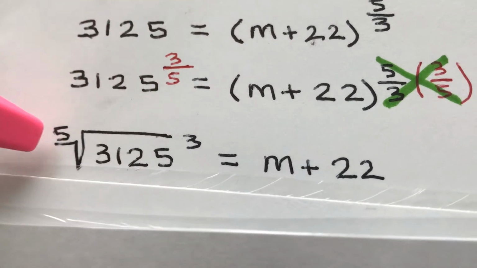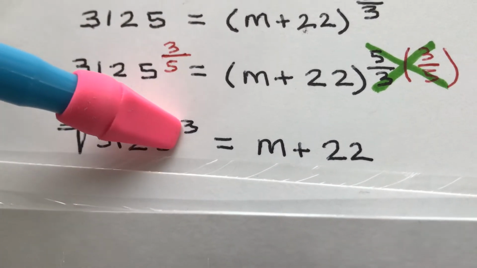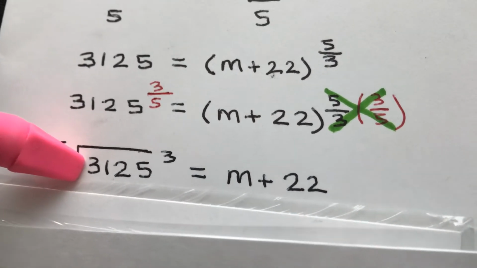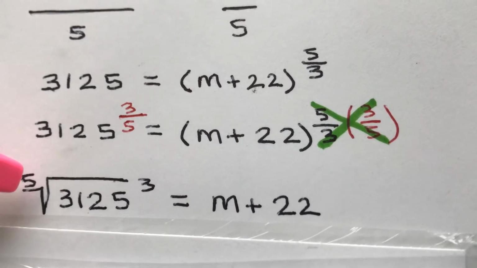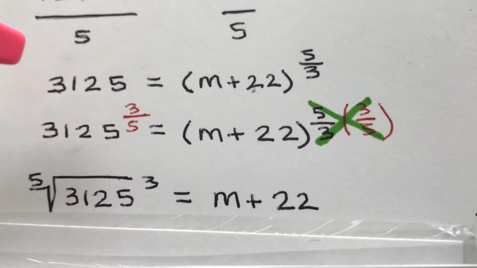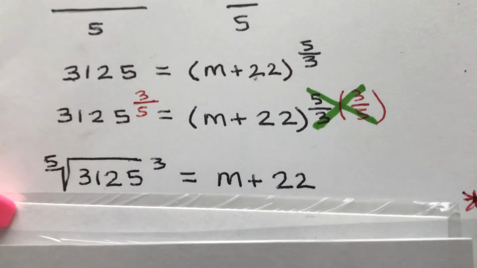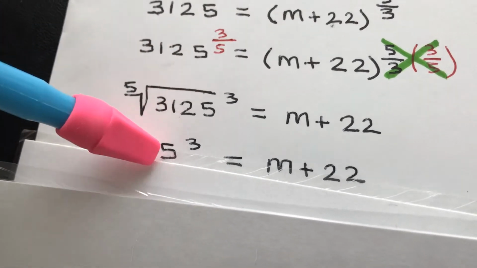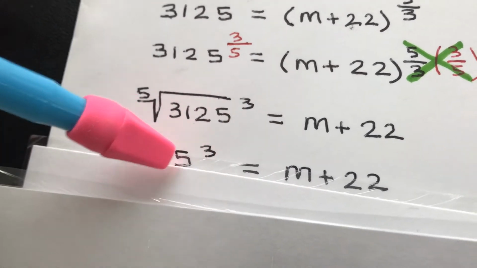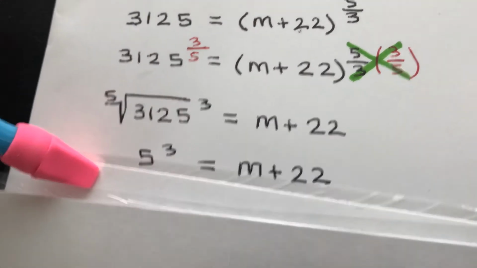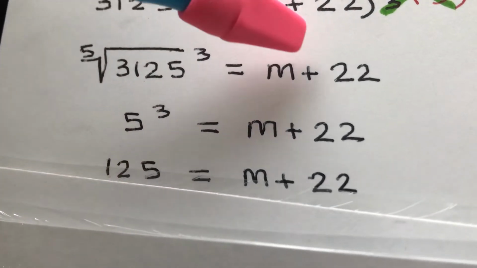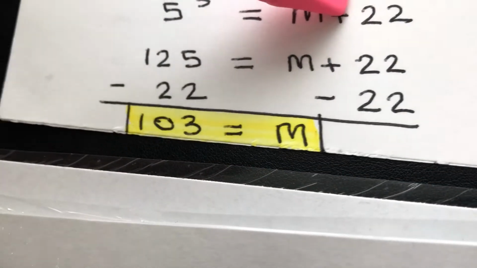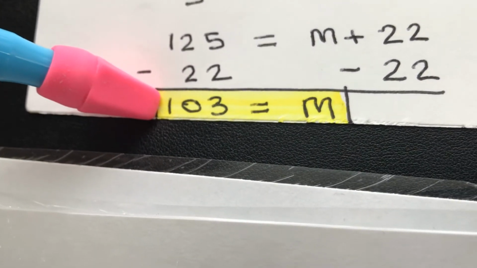Bottom number 5 becomes the index. Top number 3 becomes the exponent. 5th root of 3,125. So what number times itself 5 times is going to give me 3,125? Look on your chart that I sent you, and it's 5. The 5th root of 3,125 is 5. Bring down that little exponent 3. 5 cubed, 125. Finish it off by subtracting 22 on both sides. 125 minus 22 is 103. Look at that beautiful solution.